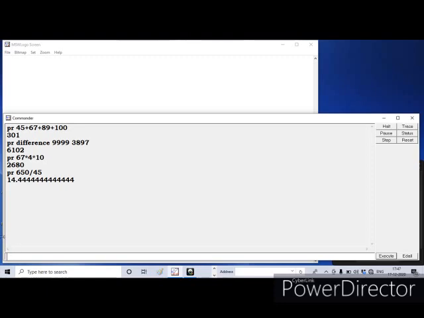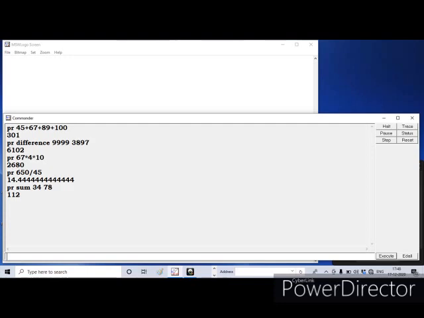Next one, what will be the output of the following commands? Print sum 34 space 78. Let us type this command. Print sum 34 space 78. What is the result? 112. So you have to write 112 in the space given. Green box is given for writing the answer. There you have to write the answer 112.